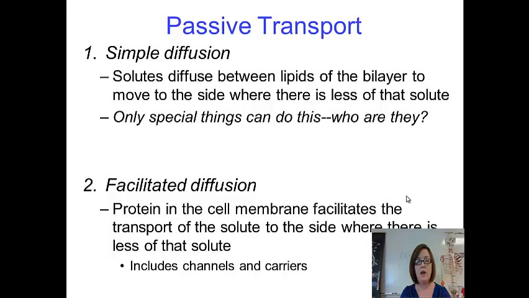Anything else has to find a different way to cross. And that different way might be facilitated diffusion. With facilitated diffusion, there's a protein in the cell membrane that's facilitating the transport. It's helping the solute get to the side where there's less of that solute. So this includes channels and carriers.